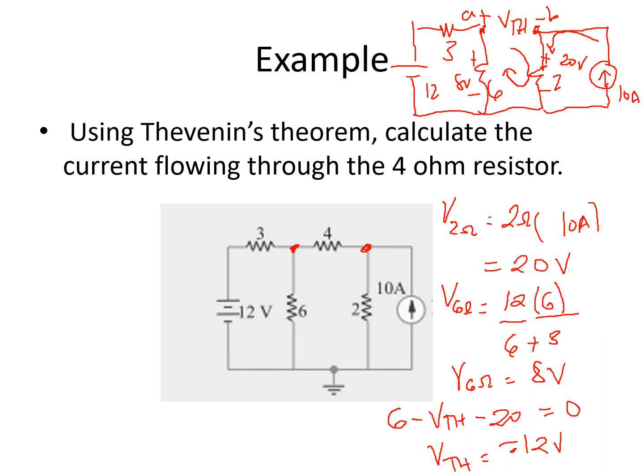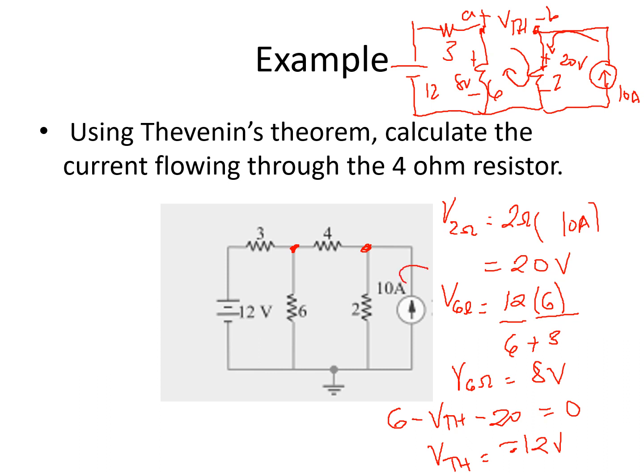But anyway, it's okay. All we have to do is just reverse the polarity. So it will become negative positive instead. Okay? So we now have our VTH. So let us now solve for our RTH. How are we going to solve for our RTH?